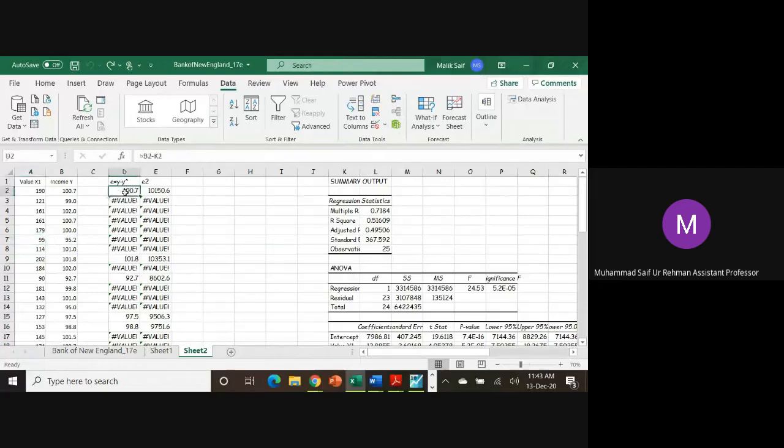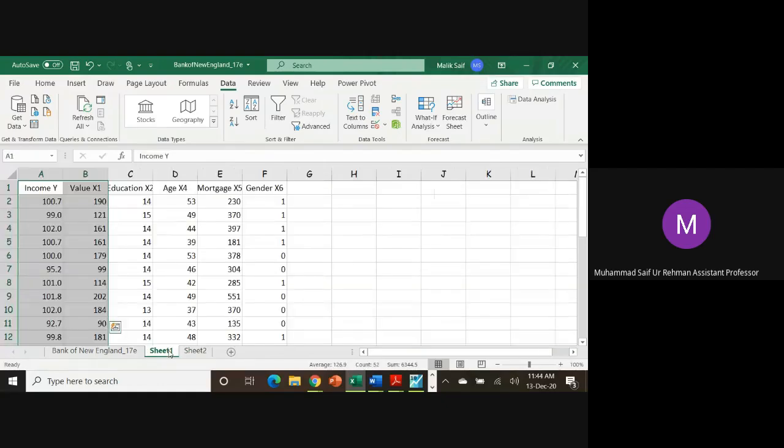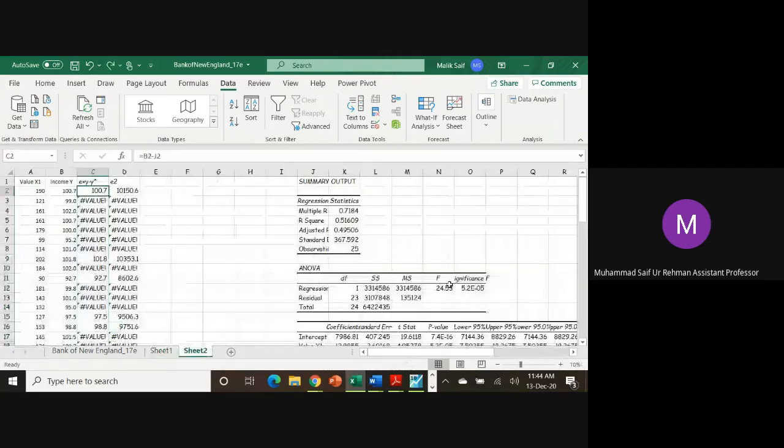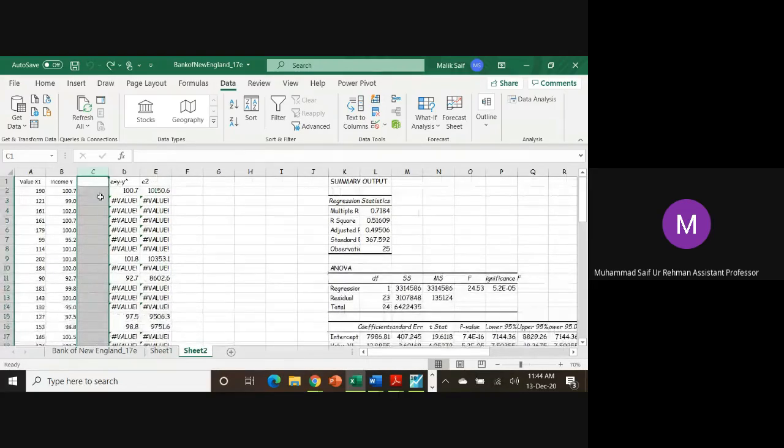There is something wrong. Y hat is missing basically. Y hat is missing. If you see, the Y hat series is not there now. If it was there, then everything was fine. So where is that?